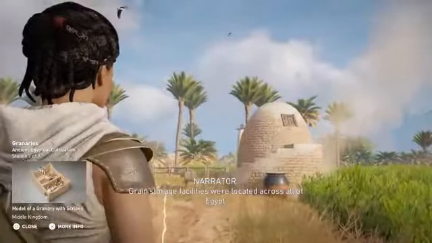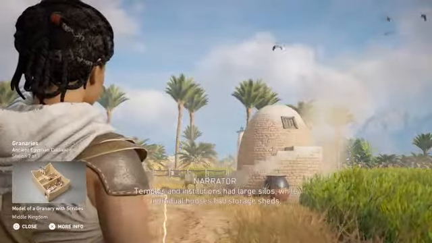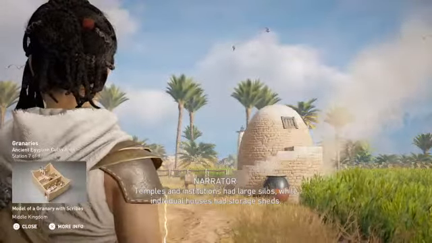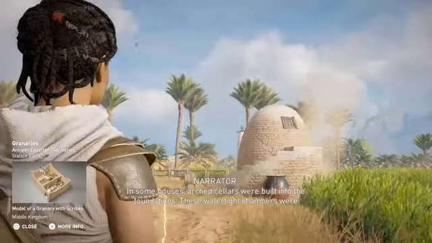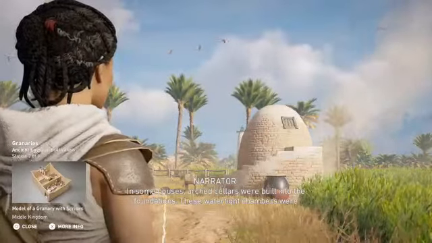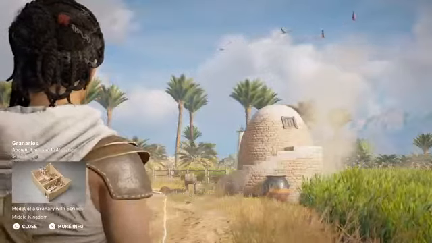Grain storage facilities were located across all of Egypt. Temples and institutions had large silos, while individual houses had storage sheds. In some houses, arched cellars were built into the foundations. These watertight chambers were accessible from the ground floor through a trapdoor.